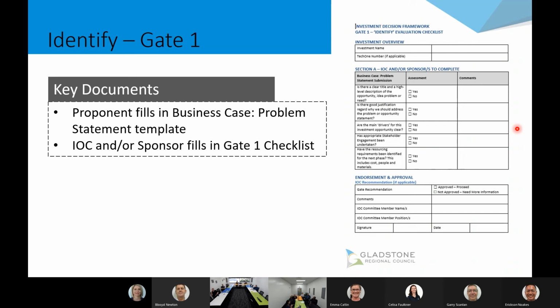So for gate 1 through to 6, there is a checklist, and there's a series of questions on that checklist that help you work through whether this is something we should proceed past gate 1. The idea is this checklist becomes the document, and I'll talk later about the mechanics, that we're putting our approval on as IOC, or recommendation for IOC, and then sponsor approval.